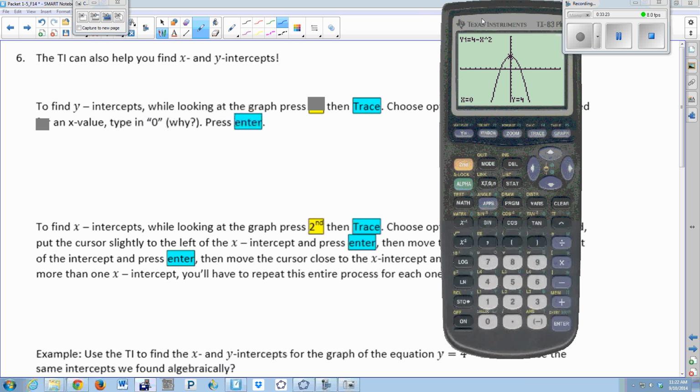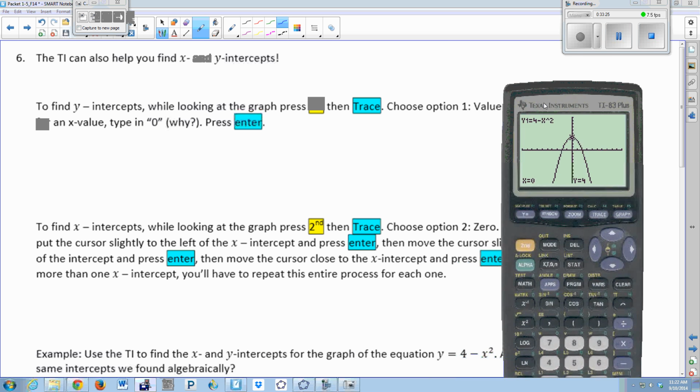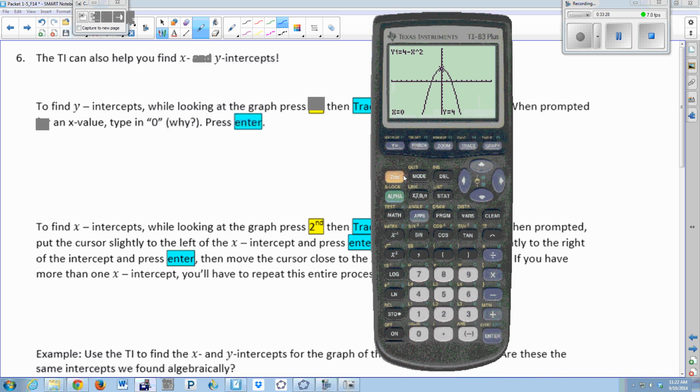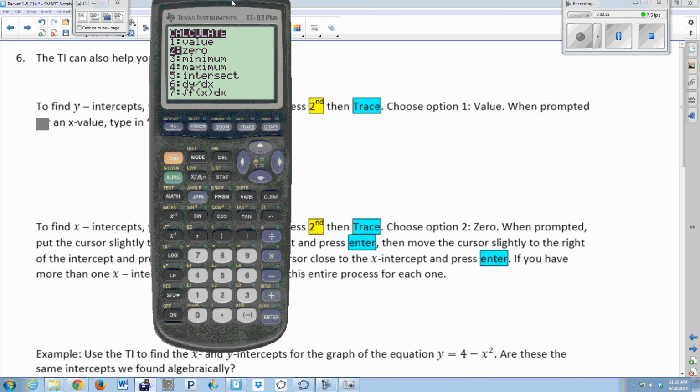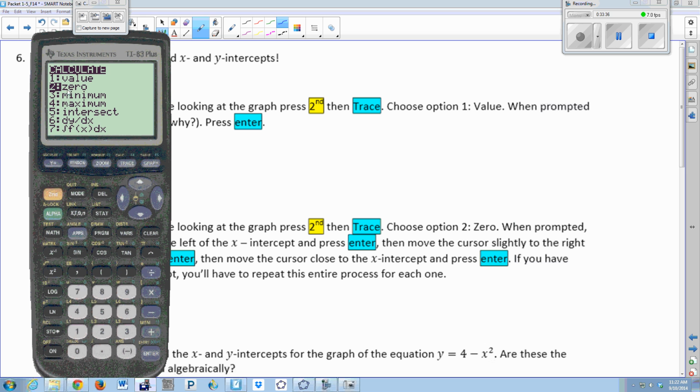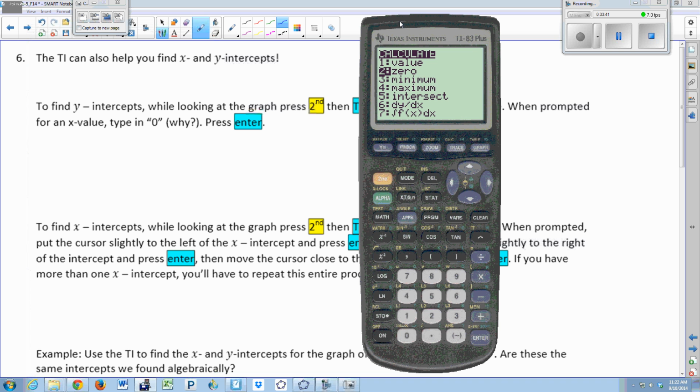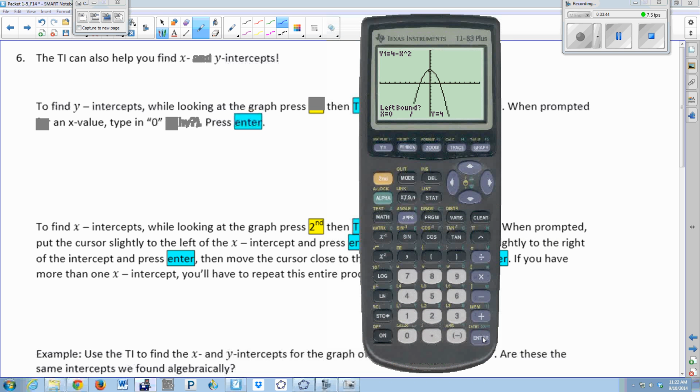Okay? To find the x-intercepts while looking at the graph, press second trace. So this is a little different. And you go down to where it says 0. You're trying to find when the y value is 0. So you go to 0. And then you hit enter. And this is kind of a cool thing. All you have to do is cursor down till you get sort of in the neighborhood, anywhere near where the graph crosses the x-axis, hit enter, enter again, and then enter again.